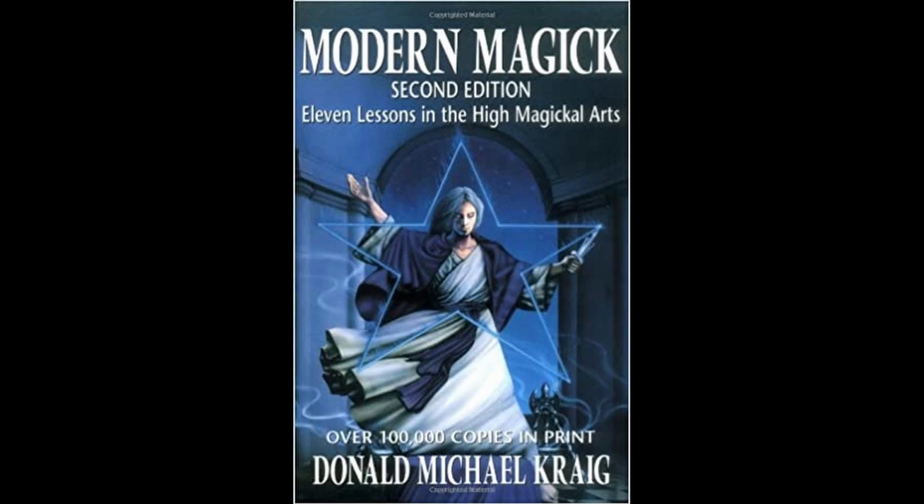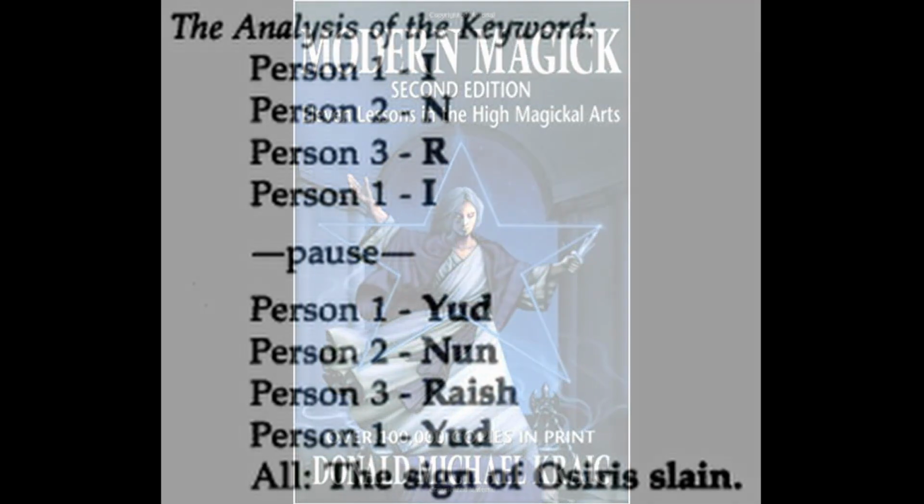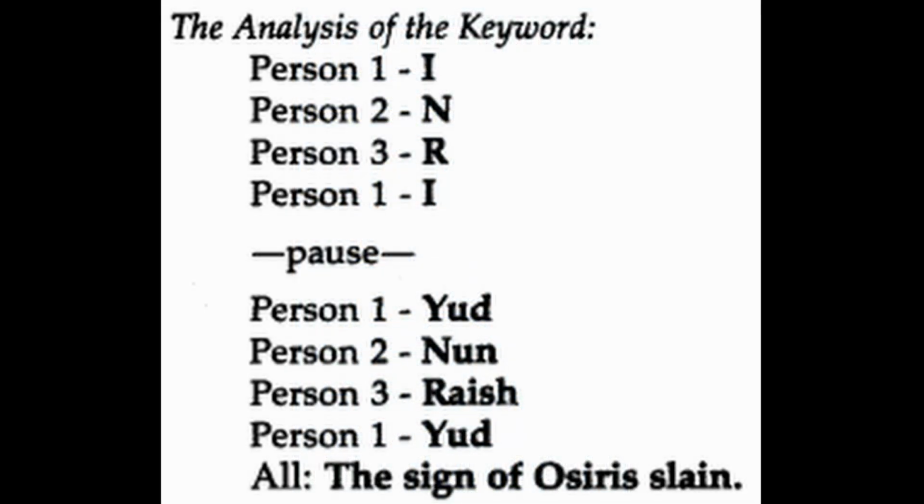The analysis of the keyword: person 1 I, person 2 N, person 3 R, person 1 I. Pause. Person 1 Yud, person 2 Nun, person 3 Reish, person 1 Yud. All, the sign of Osiris slain. The spelling of the Hebrew is not done in this version. In the following section, each participant makes the appropriate signs.